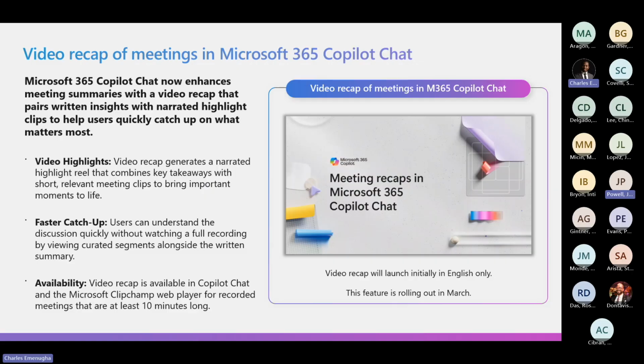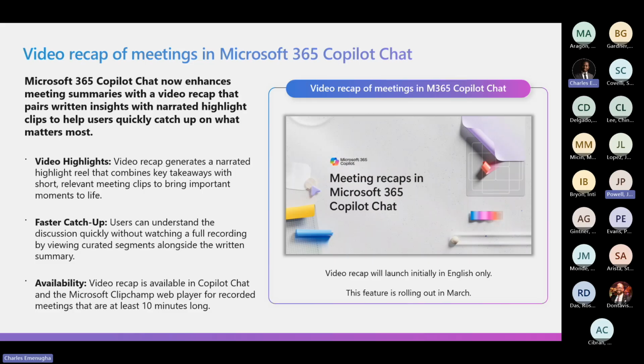Okay, so our very first slide. This update introduces what we call the video recap as a new way to consume meeting summaries in Copilot chat. So that instead of relying only on a written summary, Copilot now pairs that recap with an automatically generated narrated highlight reel. This is super cool. This simply means that users can both read the key takeaways and see the most important moments from the meeting.